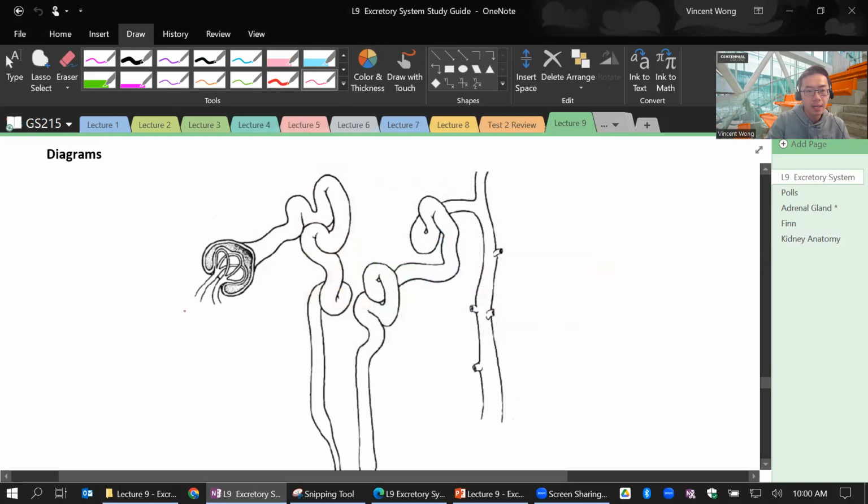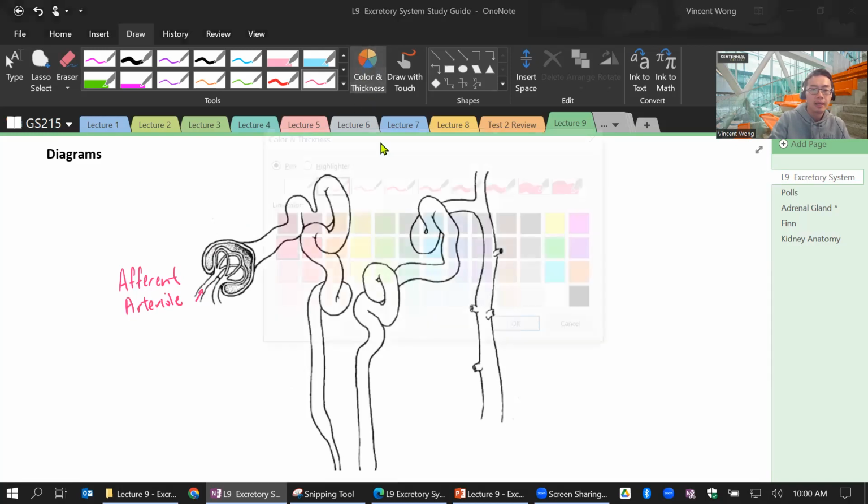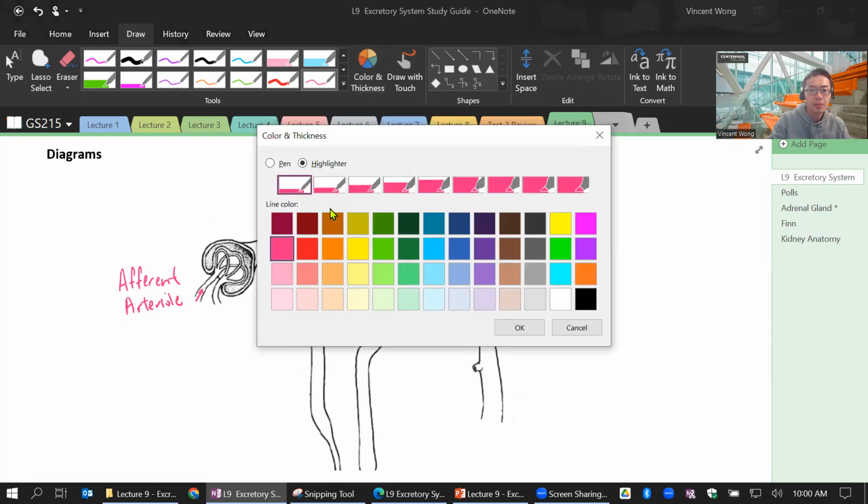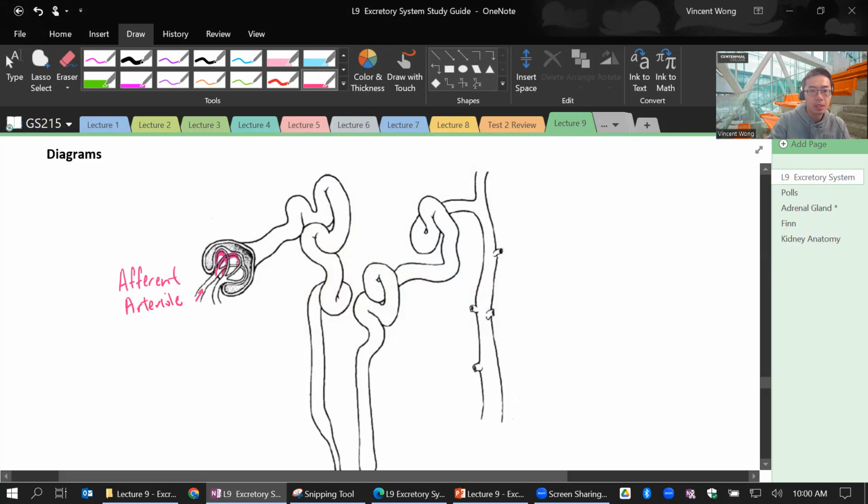Okay, so we have the afferent arteriole going in here. I'm going to put an arrow here. That's the afferent arteriole. And when it goes into the Bowman's capsule, it will become the glomerulus.